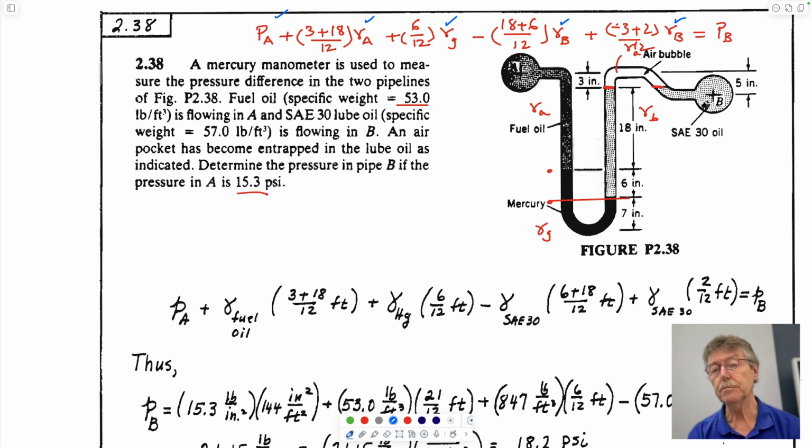So I suppose the rule should be that if you're working your way to calculate PB, you start off at the other end of the system and start writing the left-hand side of the equation to end up at PB, right? That's the logical way to do it.